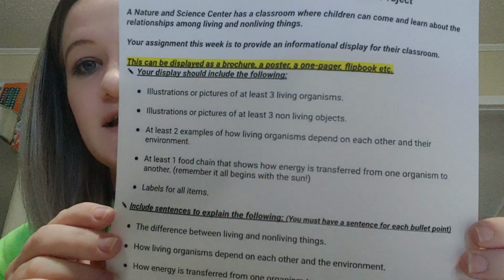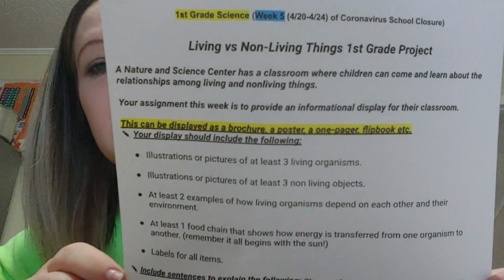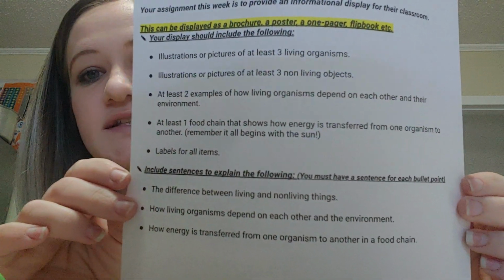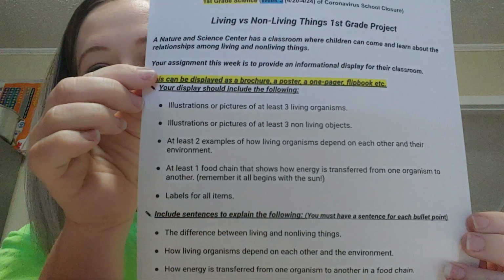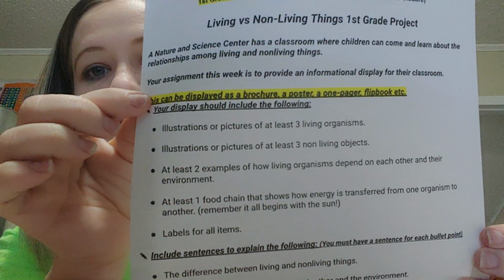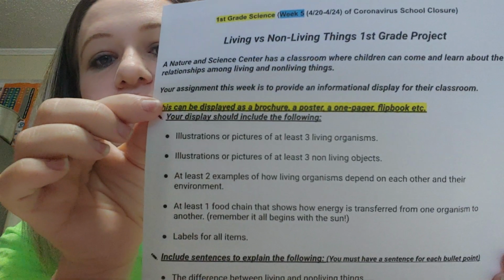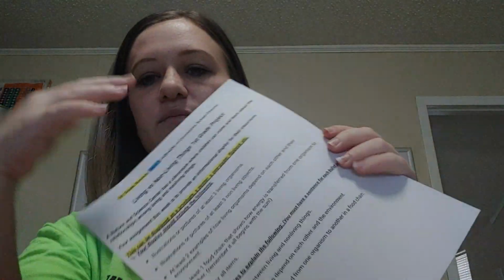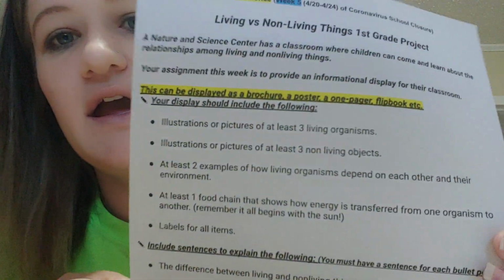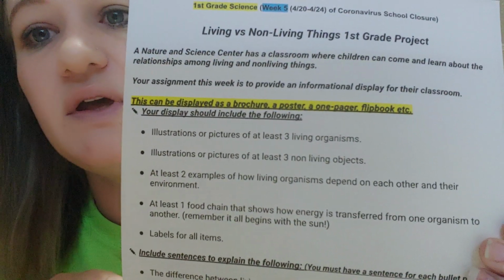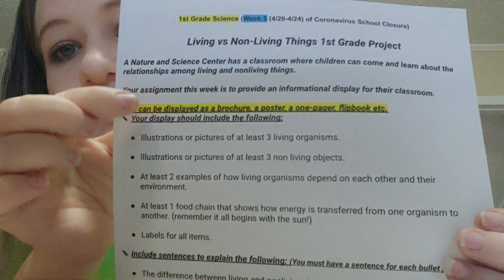For science, you're going to do a project, and you can pick between two projects. There is a project for living and non-living, and this has all of the requirements that you need on it. You can make a poster, you can make a brochure, you can make a one-pager, which just means you use one blank piece of paper to make it. You can also make a flip book. However you want to show me all of these things right here.